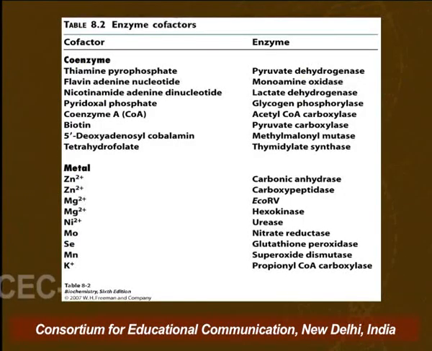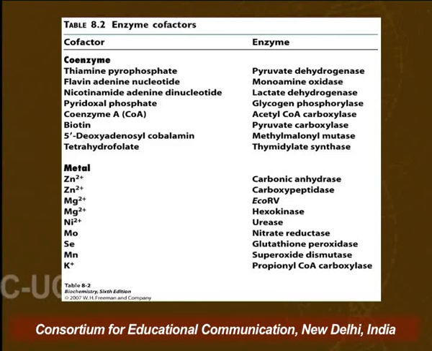Now if we see the table over here, we can see the various coenzymes as well as the metal cofactors which are being shown. One of the most important enzymes is the hexokinase enzyme, which is one of the important enzymes in the glycolysis pathway. We can see that hexokinase requires a metal ion, which is magnesium, for its activity. In the absence of that particular metal ion or cofactor, the enzyme won't be active and the reaction won't proceed further.